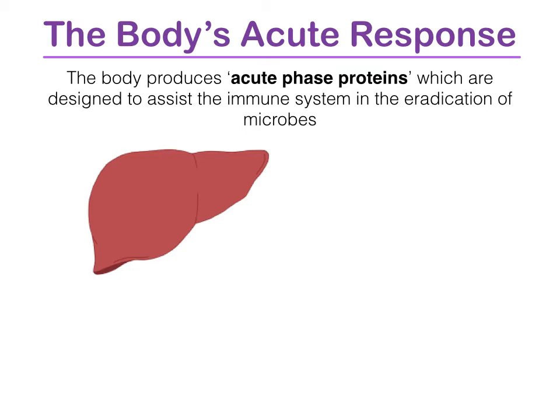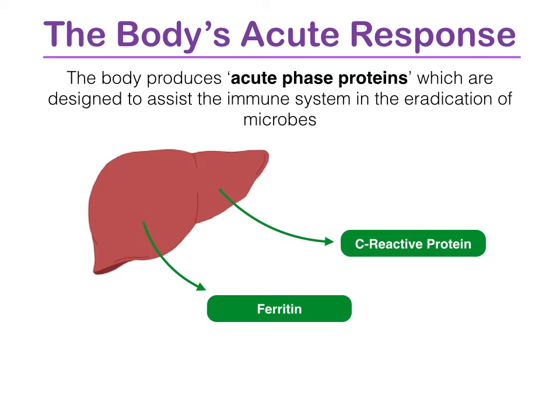But even earlier than that, you'll see a response from the liver. The liver is very clever, because what it does is it releases these things called acute phase proteins, and these assist the immune system in the eradication of microbes. And they produce things like C-reactive protein and ferritin.